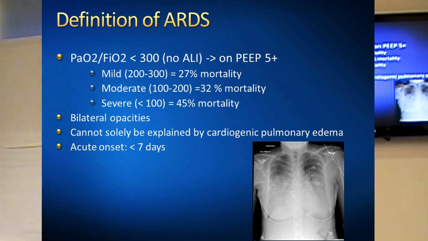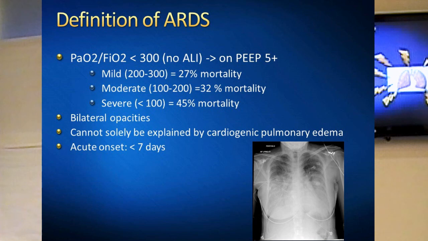So the three main things, can anyone tell me? What are the three parts of ARDS? P to F ratio? No. Bilateral opacities. Acute onset. Right. And cannot be explained solely by pulmonary edema. Alright?